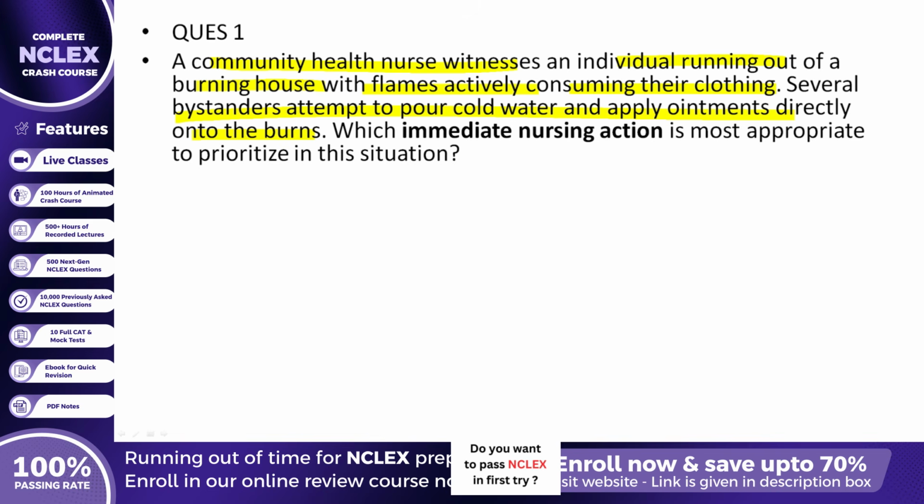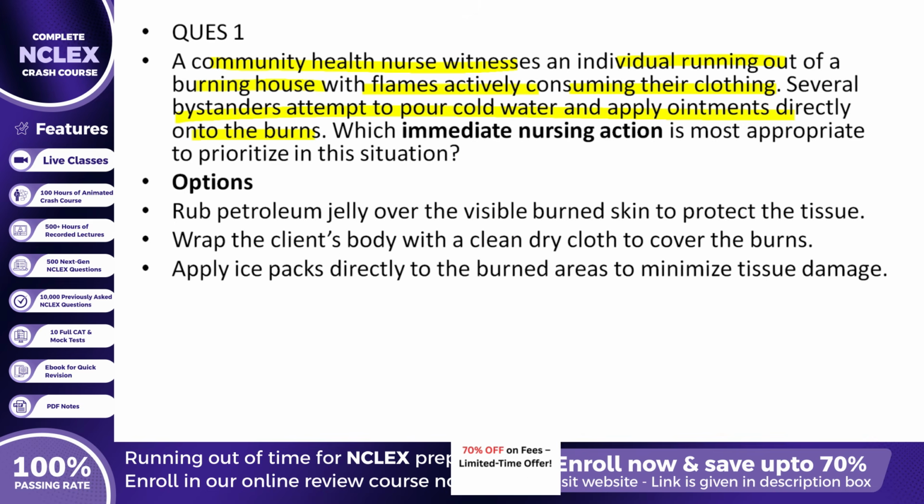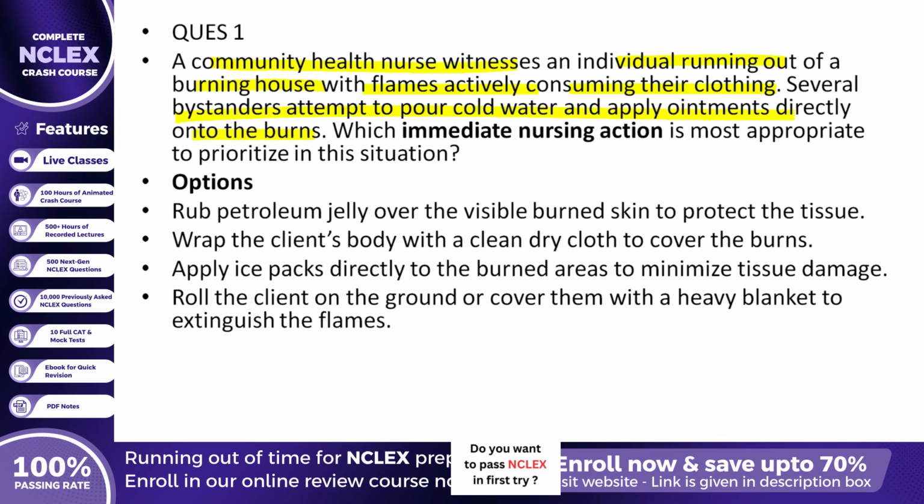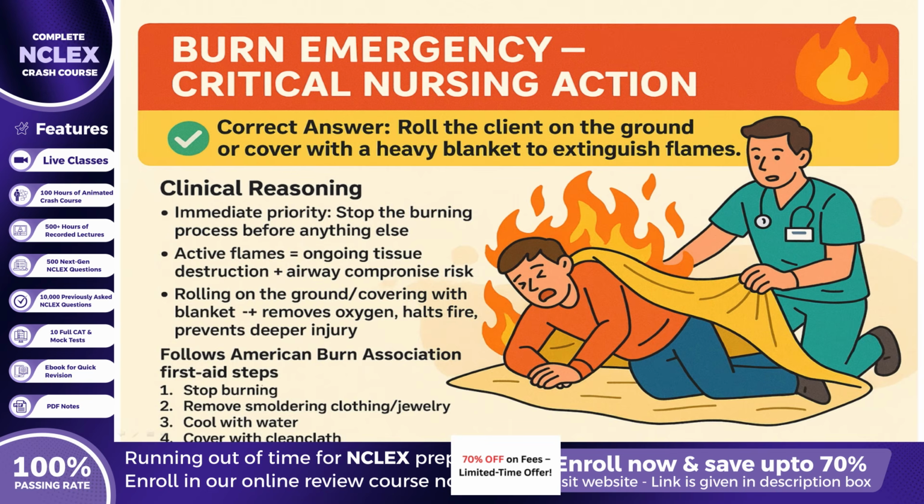Here are the options. Option 1 is to rub petroleum jelly over the visible burned skin to protect the tissue. Option 2 is to wrap the client's body with a clean, dry cloth to cover the burns. Option 3 is to apply ice packs directly to the burned areas to minimize tissue damage. Option 4 is to roll the client on the ground or cover them with a heavy blanket to extinguish the flames. The correct answer is Option 4, roll the client on the ground or cover them with a heavy blanket to extinguish the flames. Now, let us carefully walk through the reasoning behind this decision.